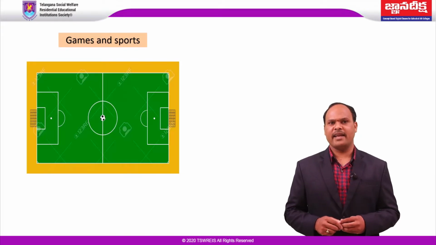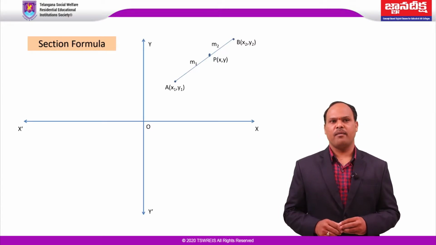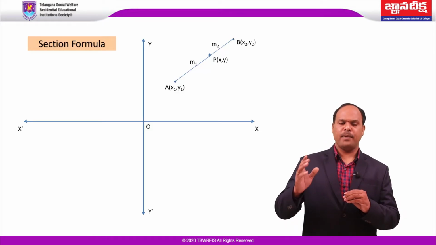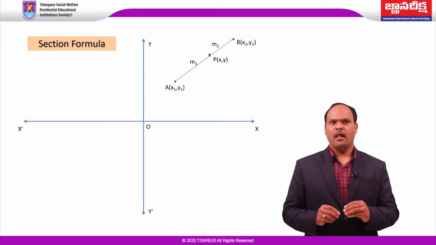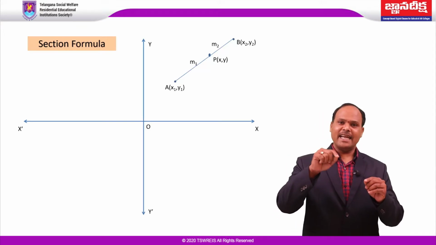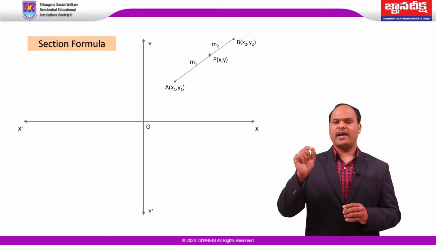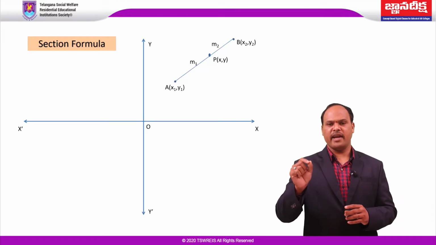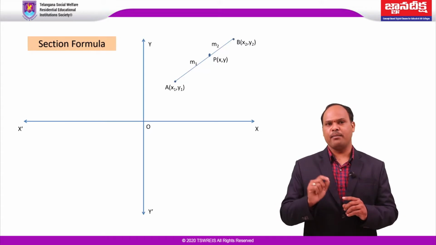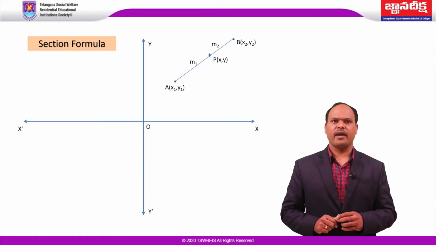Coming to the next topic, that is the section formula. What is meant by the section formula? For example, consider two points A (x1, y1) and B having the coordinates (x2, y2). And we have a point P (x, y) which divides AB internally in the ratio m1 is to m2. We need to find the coordinates of the point P (x, y), which is dividing AB in the ratio m1 is to m2.